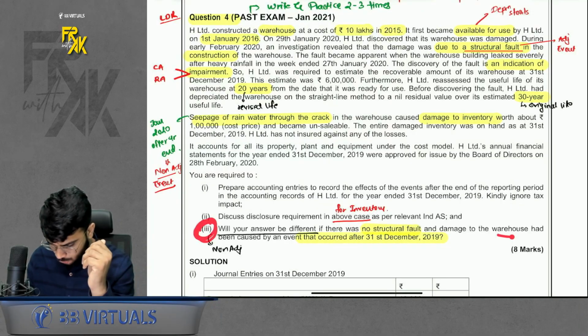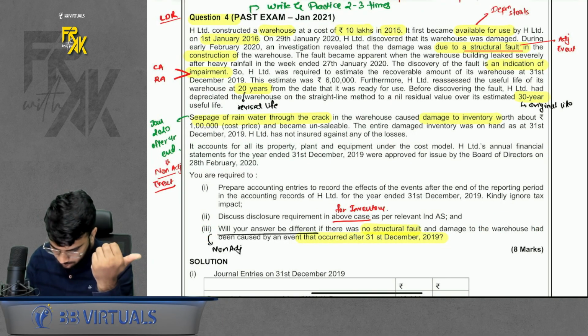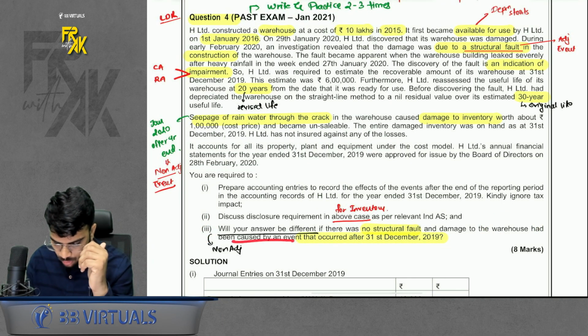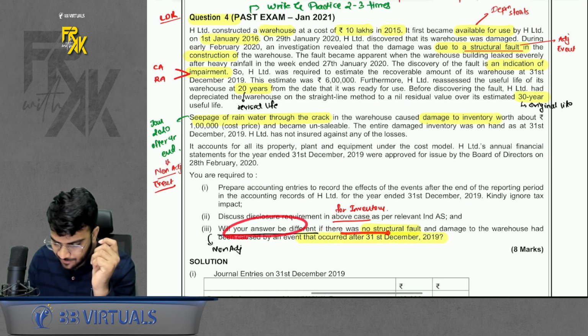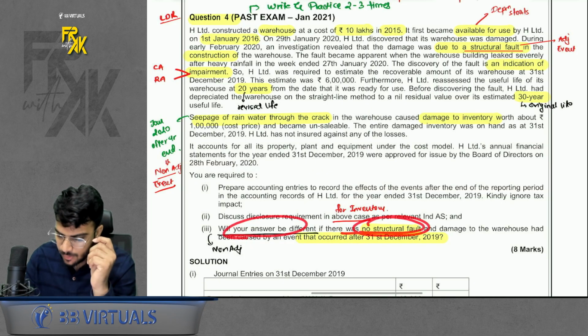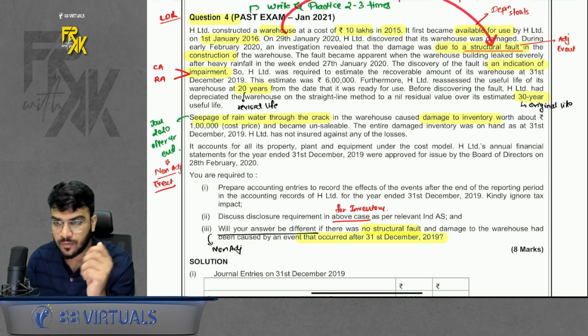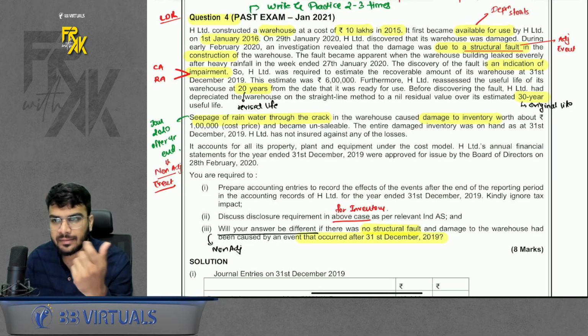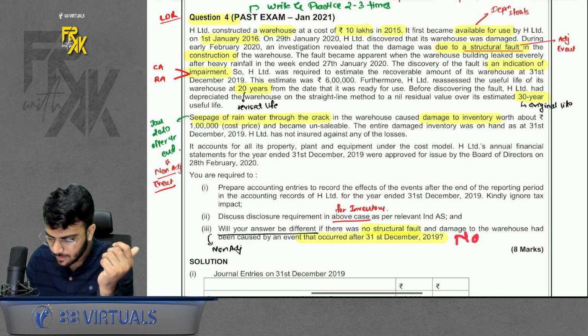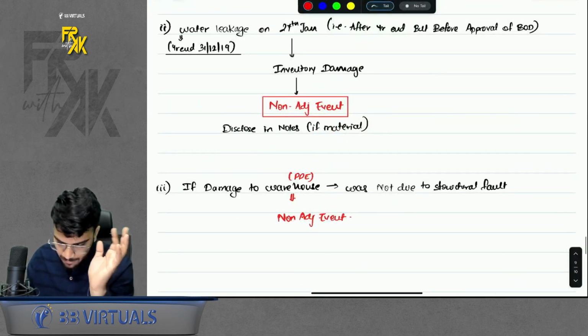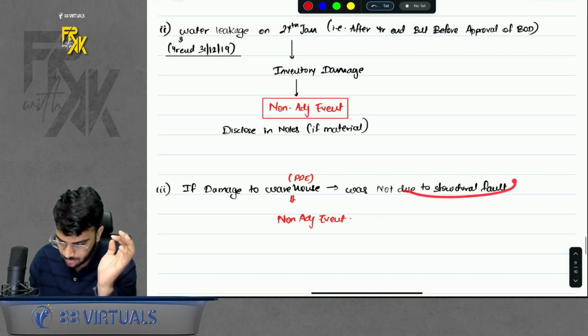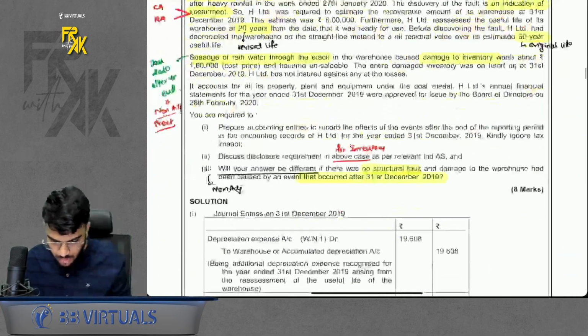What if the damage to warehouse, that is PP, was due to an event caused after 31st December 19? That is, will your answer be different if there was no structural fault? It is saying, what if the damage to warehouse was not because of a structural fault? If structural fault was not there, then it would have been a non-adjusting event, no? Because the whole point of treating it as adjusting was because there was a structural fault, right? So if damage to warehouse was not due to structural fault, it would have been a non-adjusting event, sir.